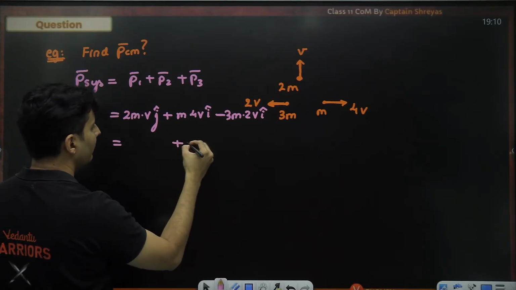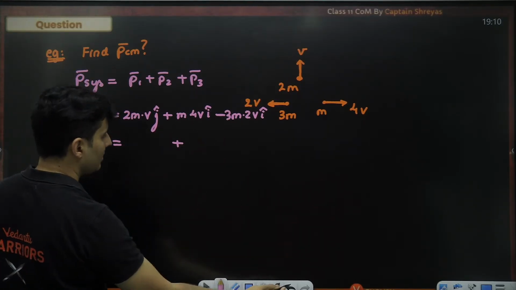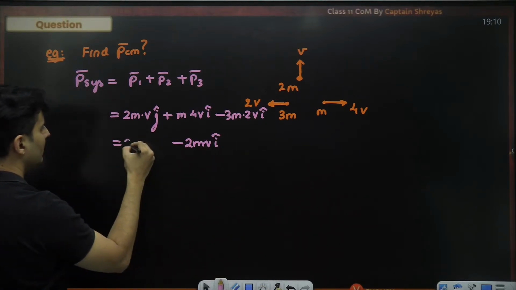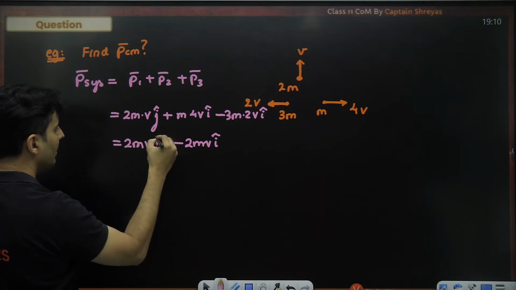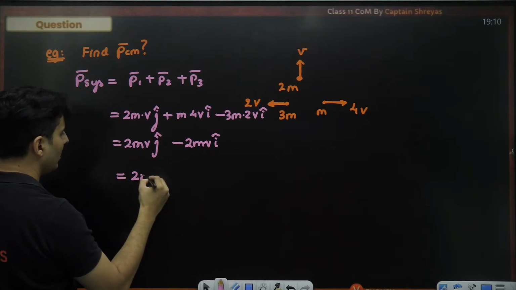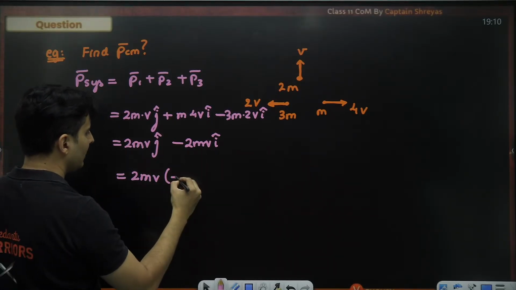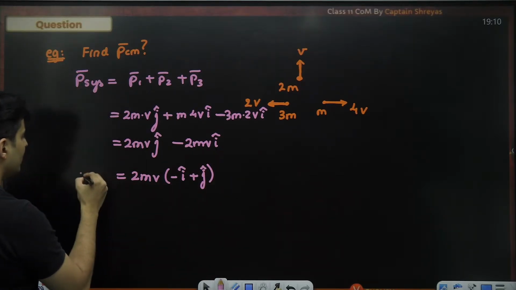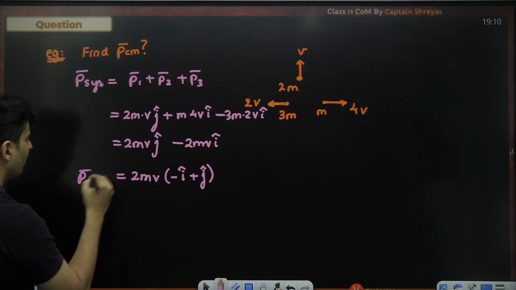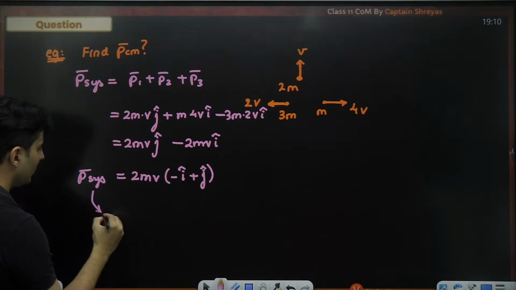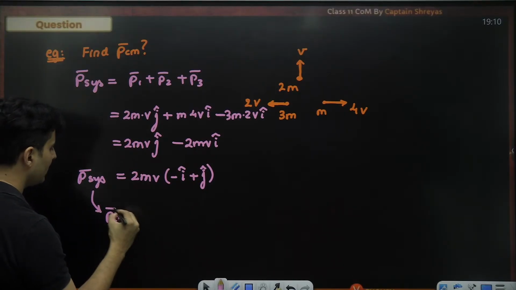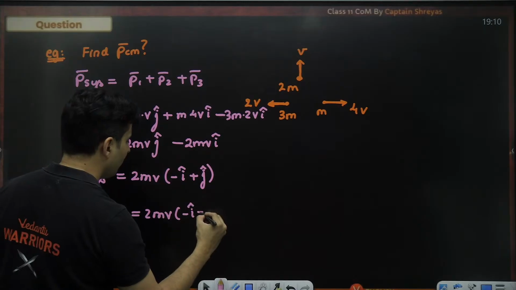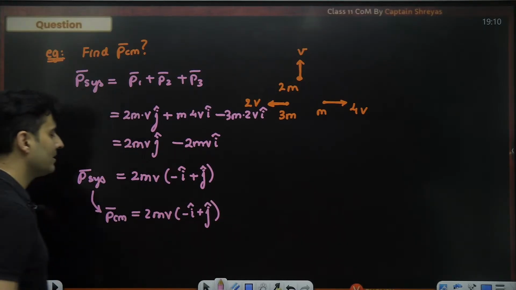So this will become 4 minus 6 is minus 2, sorry, minus 2mv i cap, and this will be 2mv j cap. So this will therefore become 2mv times negative i cap plus j cap. That is the momentum of the system. But we know the momentum of the system is also the momentum of the center of mass. So the momentum of the center of mass is 2mv times negative i cap plus positive j cap. That is the answer.